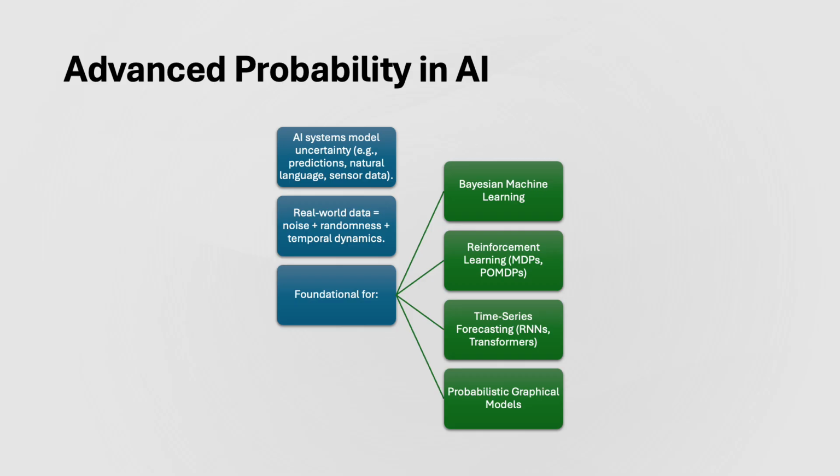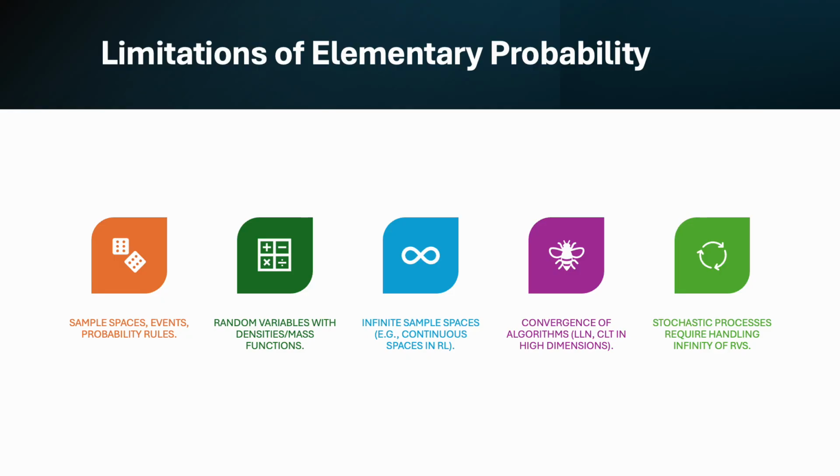Time series forecasting, RNNs, transformers, probabilistic graphical models. These are the probability utilizations in artificial intelligence, the base to get started with. Limitations of elementary probability: sample spaces, events, probability rules, random variables with densities and mass functions, infinite sample spaces such as continuous spaces in reinforcement learning, and convergence of algorithms such as the LLN and CLT in high dimensions. Stochastic processes require handling an infinity of RVs. Let's look into this with one example each.